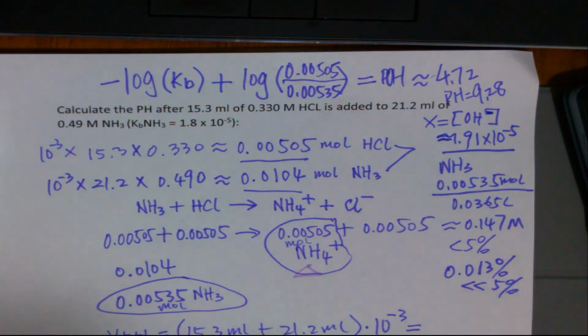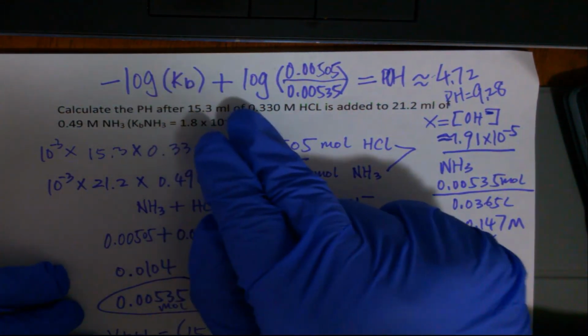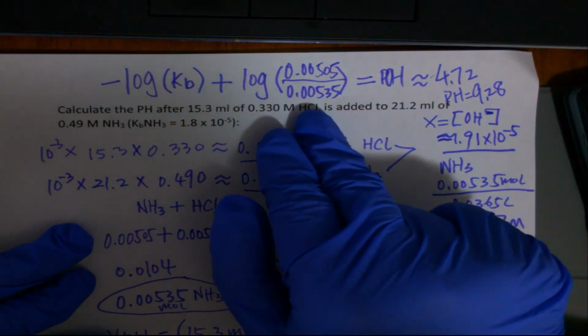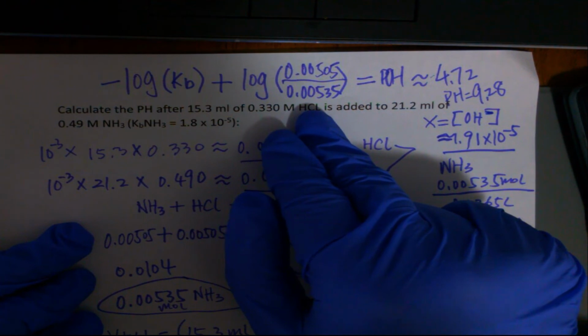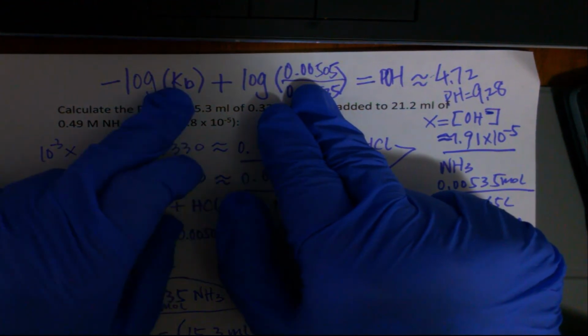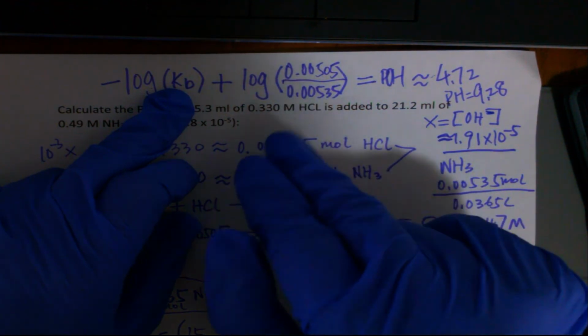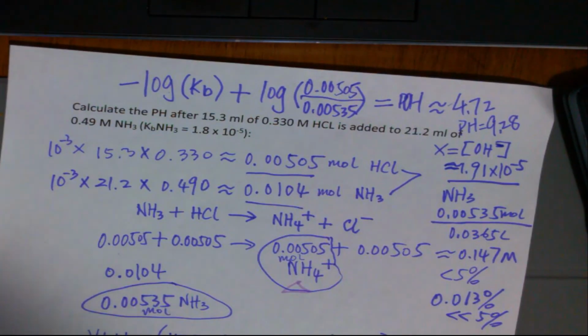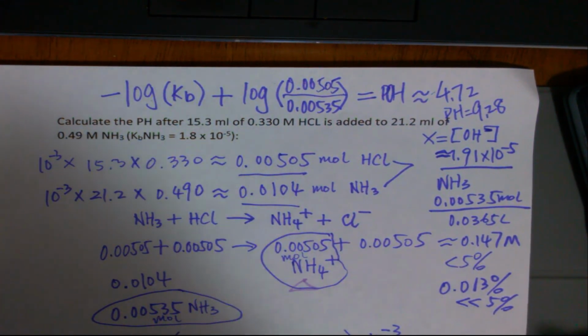the acid. If you're titrating a weak acid with a strong base, what do you do? Negative log Ka plus log, and the bottom is going to be your weak acid molarity or mole. I mean, we're using mole because they're in the same solution, so using molarity or mole is the same. But your numerator this time, if you use Ka, is going to be the conjugate base that you created from your strong base. So this works with strong acid, weak base, and strong base, weak acid.